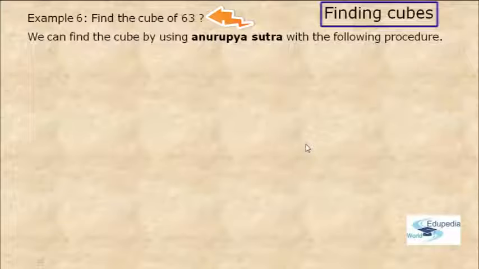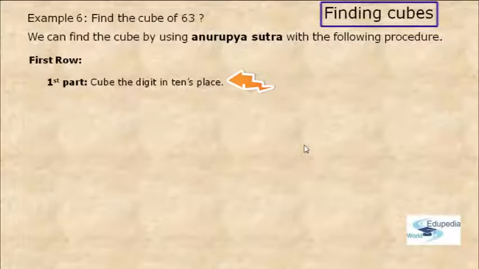So now coming to the first row. In the first row, the first part, what we have to do here is cube the digit that is in tens place. So here in the number 63, the digit in tens place is 6, and by cubing the number 6, we will get 216 as the answer.